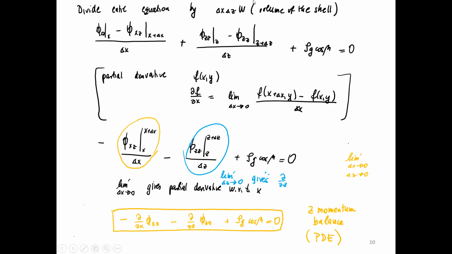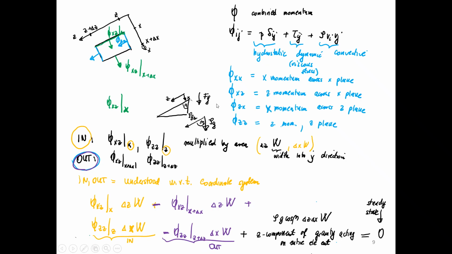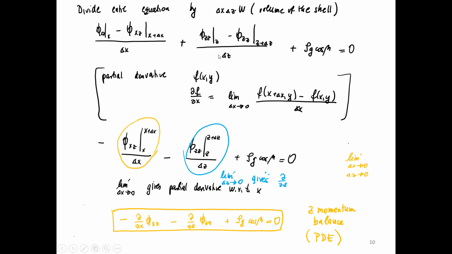So there's just the z coordinate of what's otherwise a vector equation. Okay. So when we divide this entire equation by the volume of the element, this part here will be essentially divided by delta x, because these two things cancel. And this part here will be divided by delta z, because these two things cancel. So I will get something looking like this.